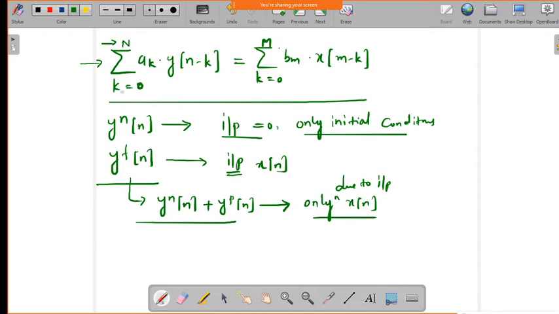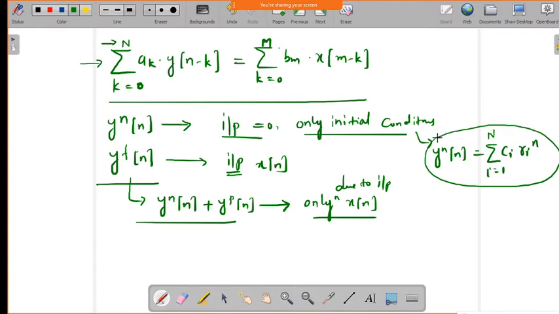Now we will take the problem. The natural response solution will exist in the form of summation i equal to 1 to n, C i into r i power n. This is the form of the actual natural response solution. Now you have to find the roots of this characteristic equation and put the values of the roots in to get the natural response.